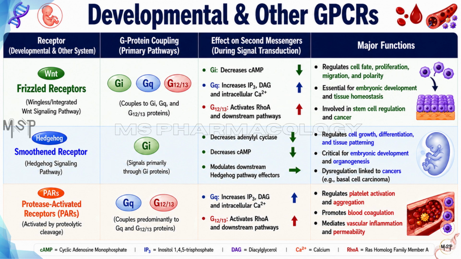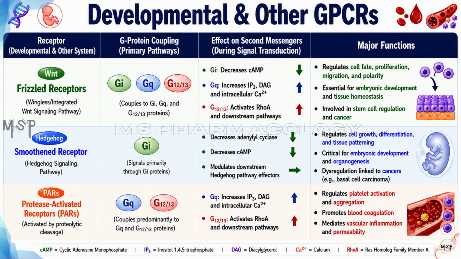Another important developmental GPCR is the smoothened receptor, which functions in the hedgehog signaling pathway and signals primarily through GI proteins. Activation of smoothened inhibits adenylyl cyclase, decreases cyclic AMP levels, and regulates downstream hedgehog pathway effectors. These receptors are essential for cell growth, differentiation, tissue patterning, embryonic development, and organogenesis, while abnormal signaling is associated with cancers such as basal cell carcinoma.